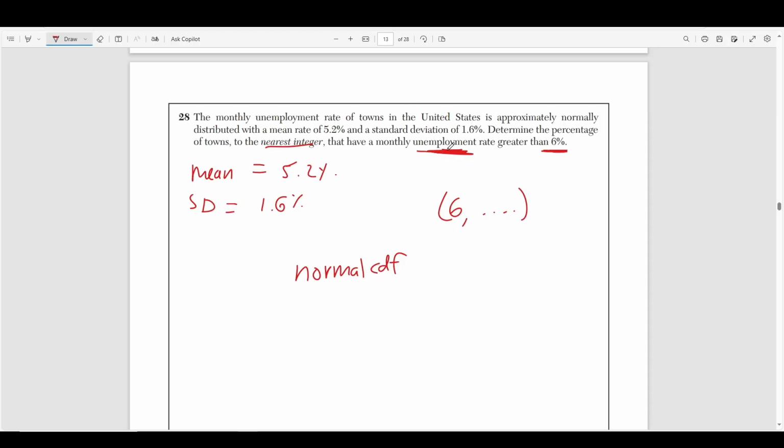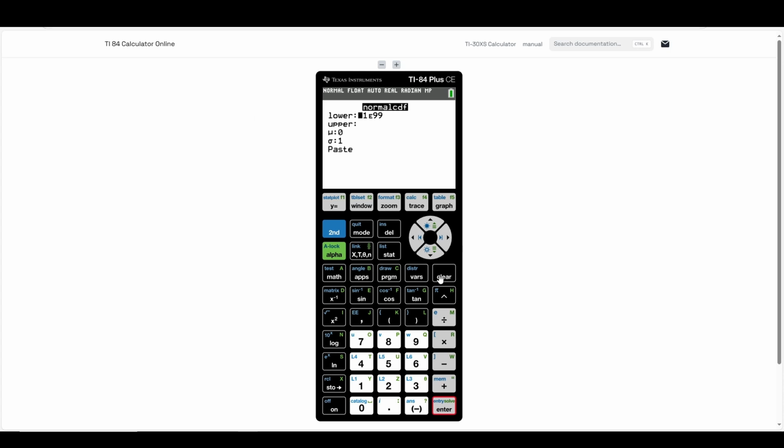So right here, what did I just say? Well, 6 has to be your lower value because it's how many towns have an unemployment rate greater than 6. So the smallest value that they can have is 6 because you're trying to see, well, what's bigger than 6? What percent of them are going to have an unemployment rate that's bigger than 6? Okay, so you're starting from 6 and you're looking onwards. So your lower is going to be 6.